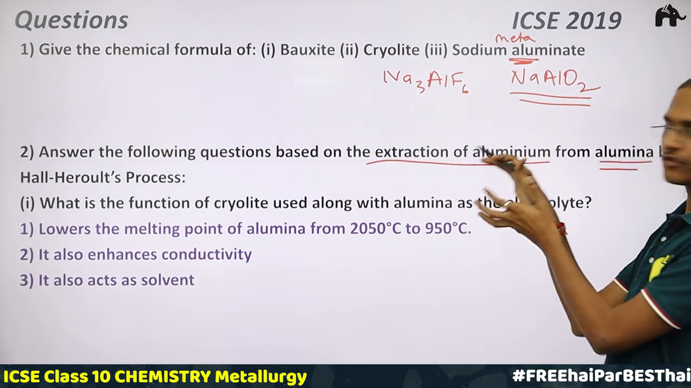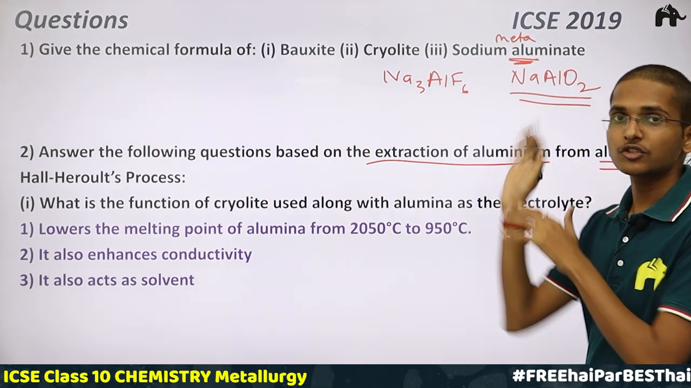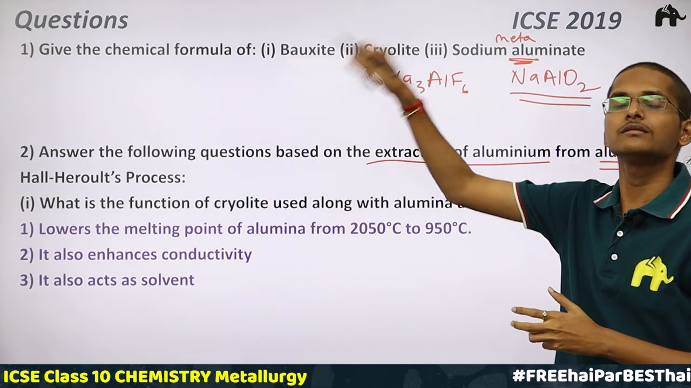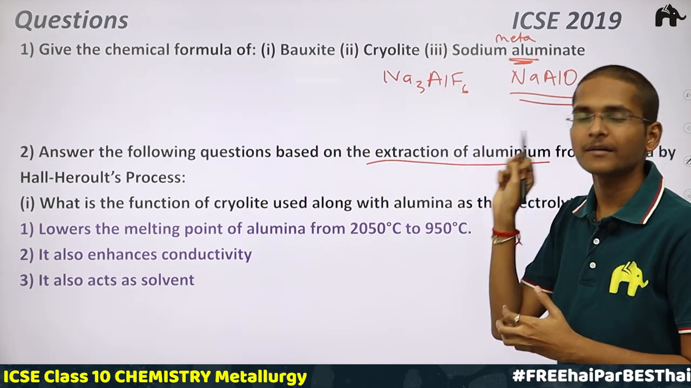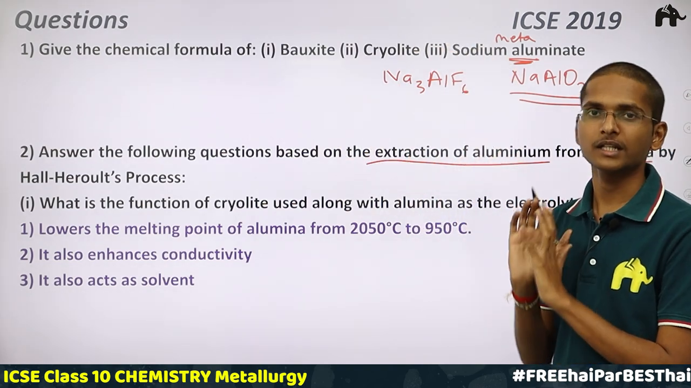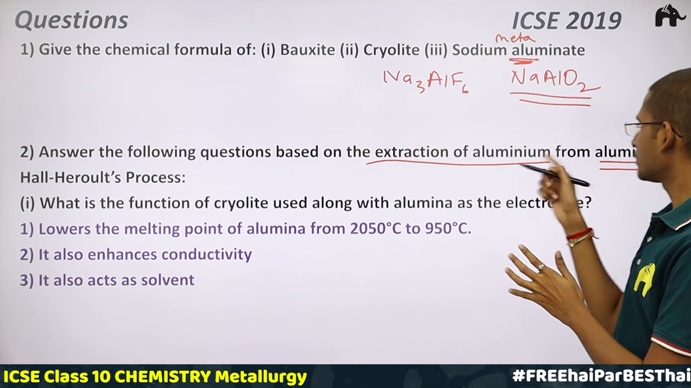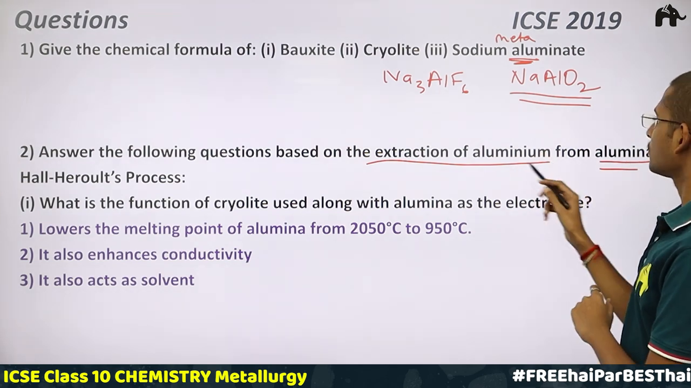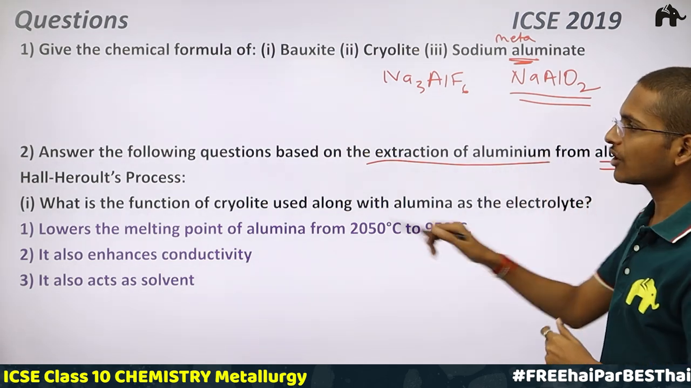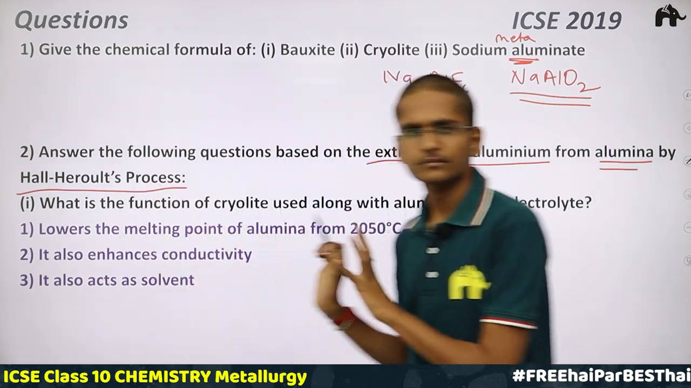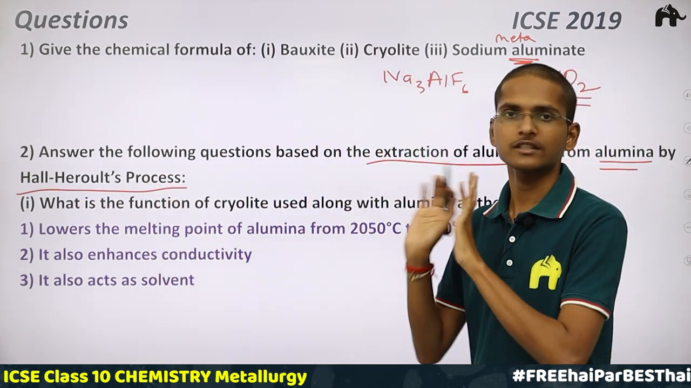Now, once you see the extraction of aluminium from alumina, this means Hall-Heroult process, because in Hall-Heroult process only we extract aluminium from alumina, because after Bayer's process, we get alumina, which we use in Hall-Heroult process. So this is about Hall-Heroult process. Now what they're saying, extraction of aluminium from alumina by Hall-Heroult process. Fine. If at all they have not given you Hall-Heroult process, you can just figure it out.